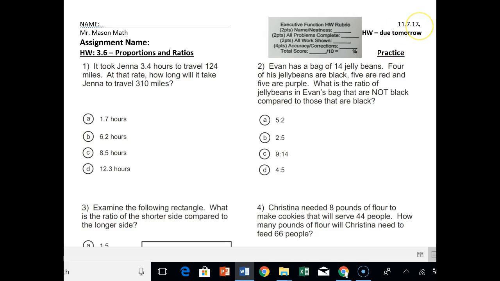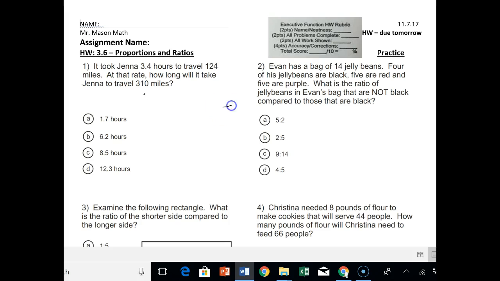So this is a practice because yesterday was a preview, so we're actually going to try and look at some problems that you may see on a test, either one that I give or one that you see maybe in March, and see if we can apply our skills. So number one, it took Jenna 3.4 hours to travel 124 miles. At that rate, how long will it take her to travel 310 miles? So you can use a calculator, but you must show work.